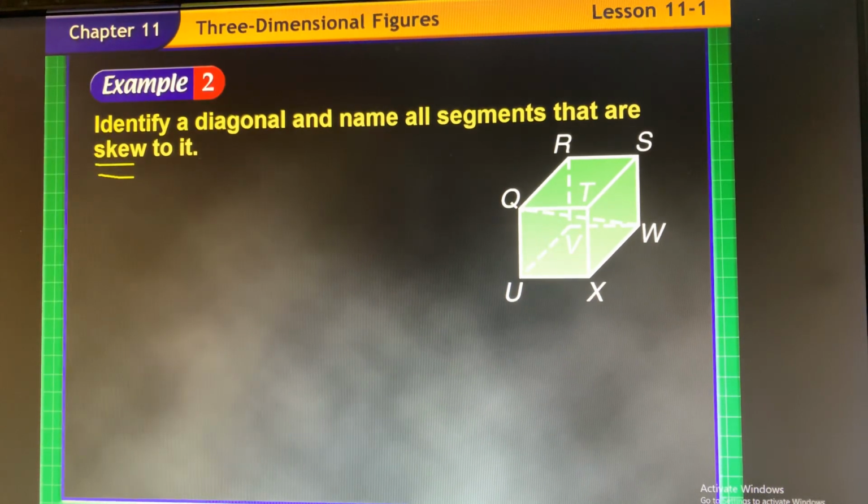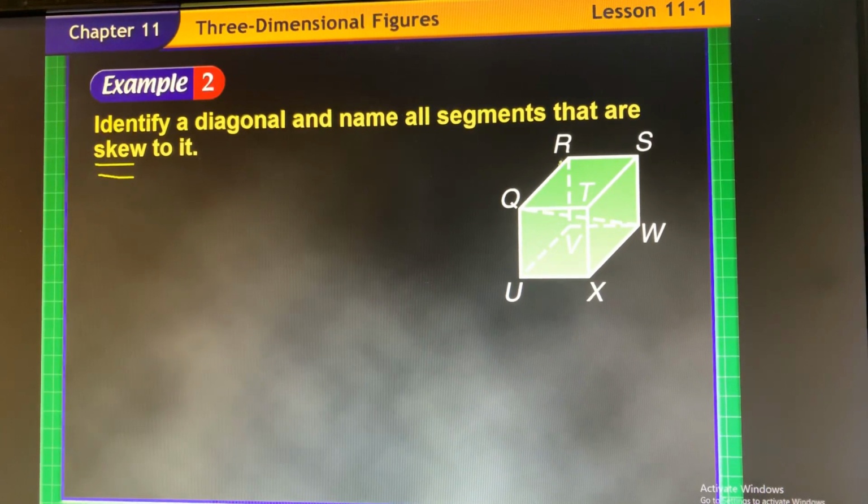So it has a diagonal that's connecting Q to W. So it's asking you to name all the segments that are skew to QW, meaning it can't touch those vertices and it can't be parallel. So skew lines would be like RS. It's not parallel to it and it's not touching it. UX is skew to it. It's not parallel and it's not touching it. TX is skew to it. UV is skew to it. VW is skew to it, and RV is skew to it.